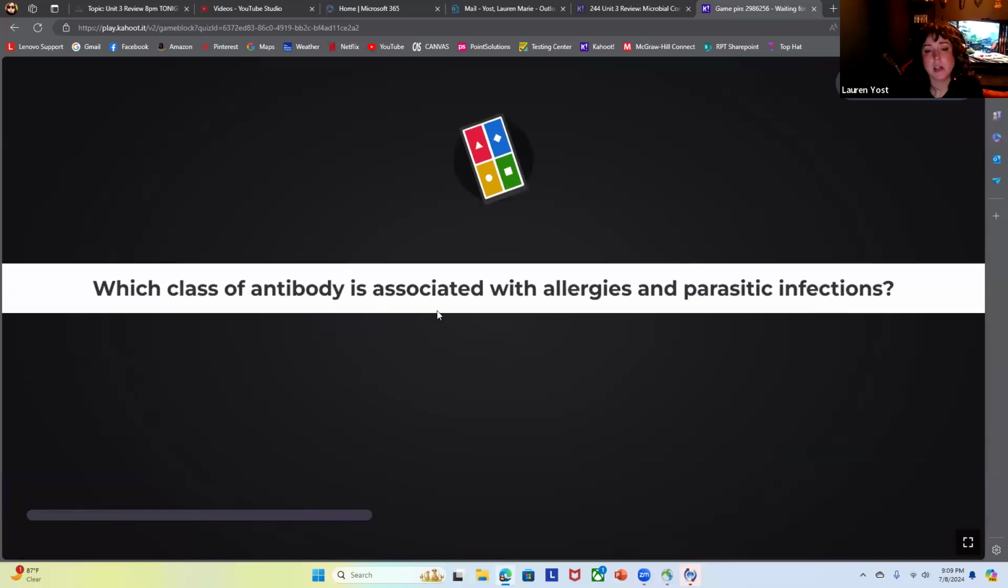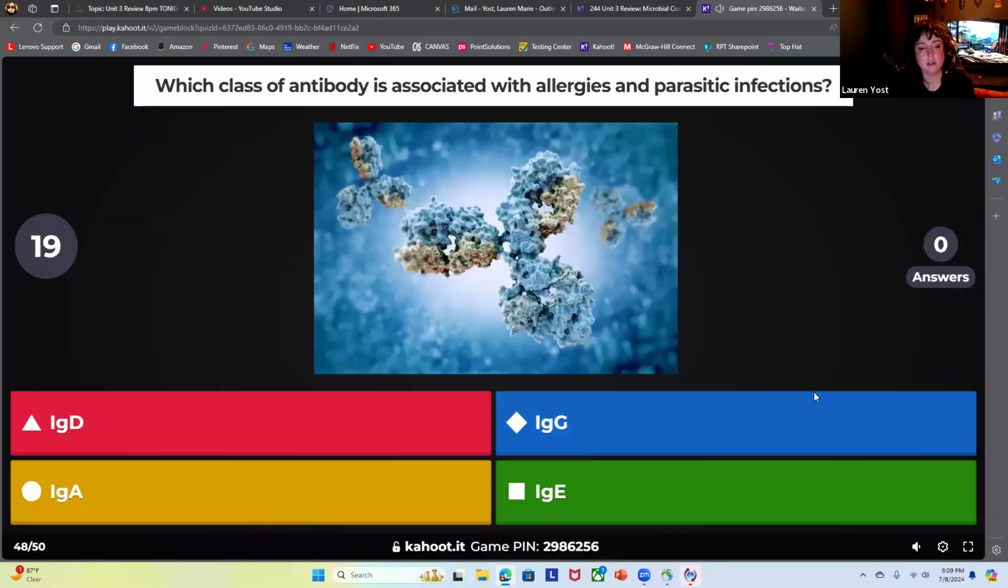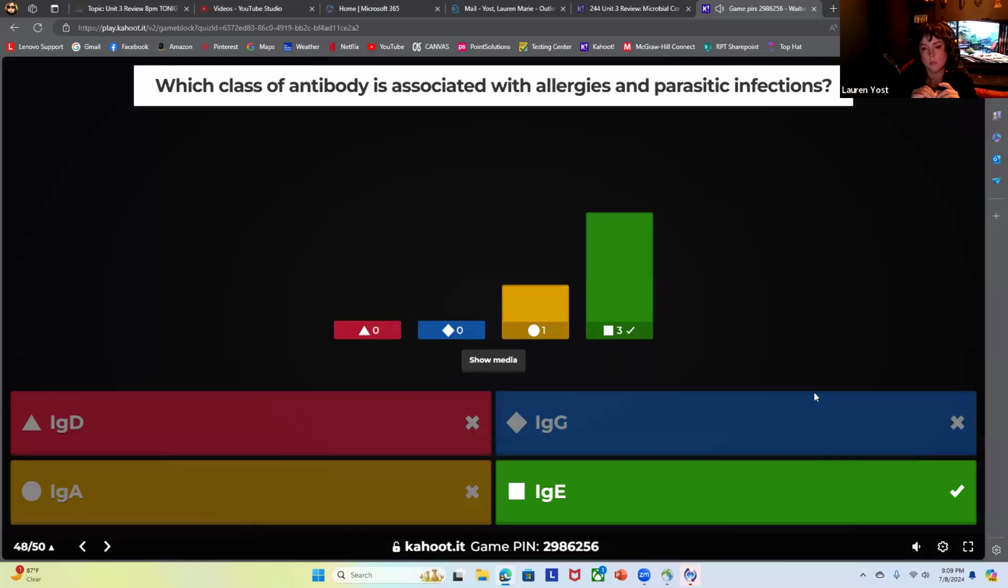All right, which class of antibody is associated with allergies and parasitic infections? I did ask the question. I did mention this earlier. You guys remember I mentioned it with Chris's question. Alrighty, so we have IgE here. IgE is the allergy antibody, interacts also with, if you have parasitic infections, it tends to be the antibody associated with those. That's what that response is meant for.